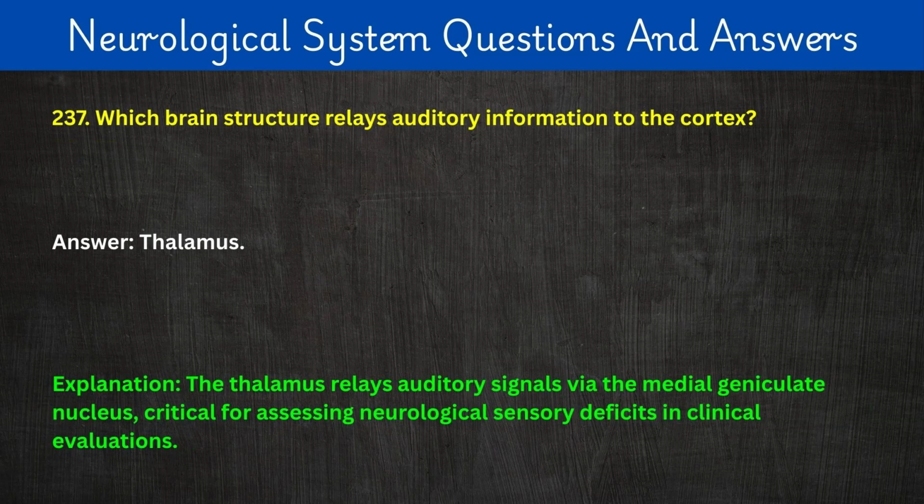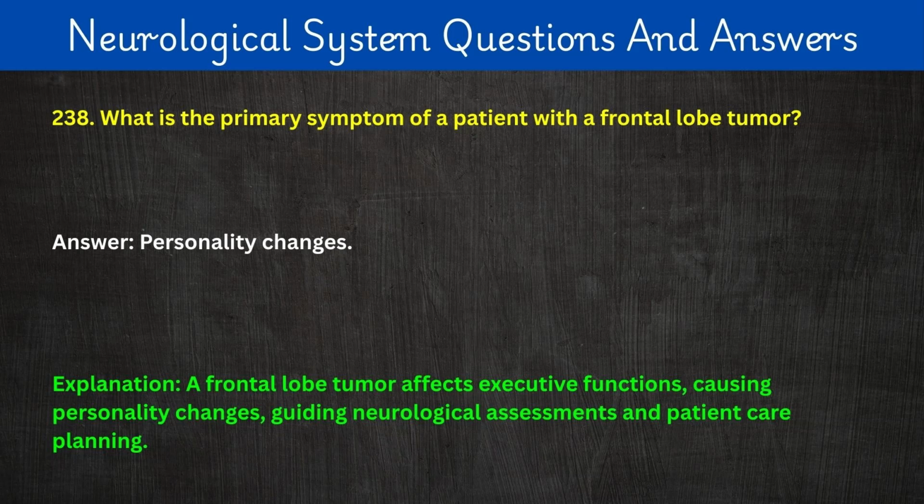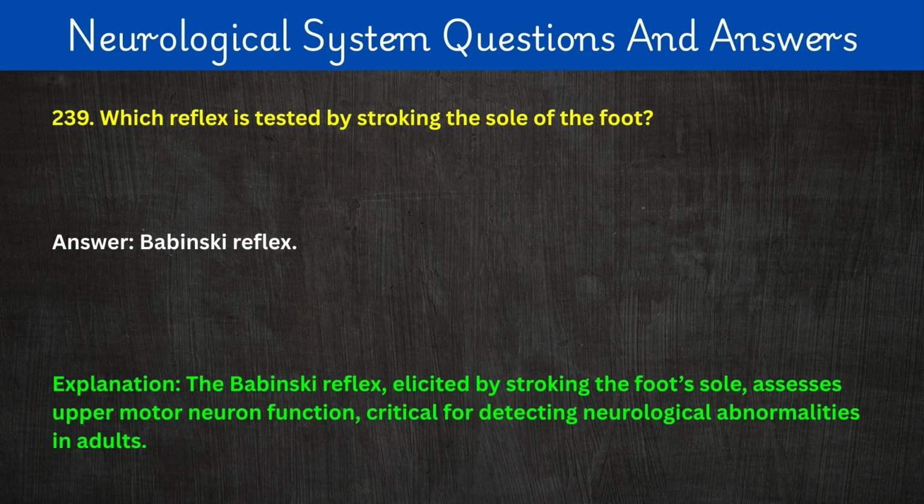237. Which brain structure relays auditory information to the cortex? Answer: thalamus. Explanation: the thalamus relays auditory signals via the medial geniculate nucleus, critical for assessing neurological sensory deficits in clinical evaluations. 238. What is the primary symptom of a patient with a frontal lobe tumor? Answer: personality changes. Explanation: a frontal lobe tumor affects executive functions, causing personality changes, guiding neurological assessments and patient care planning. 239. Which reflex is tested by stroking the sole of the foot?